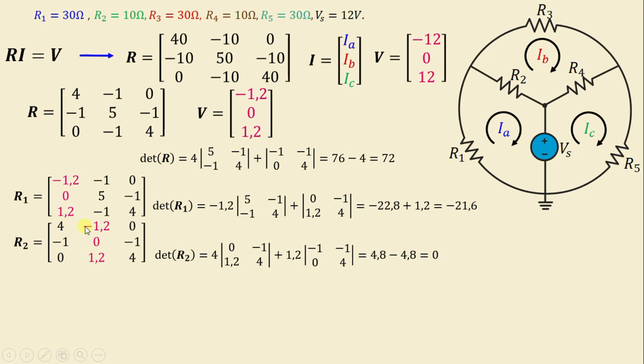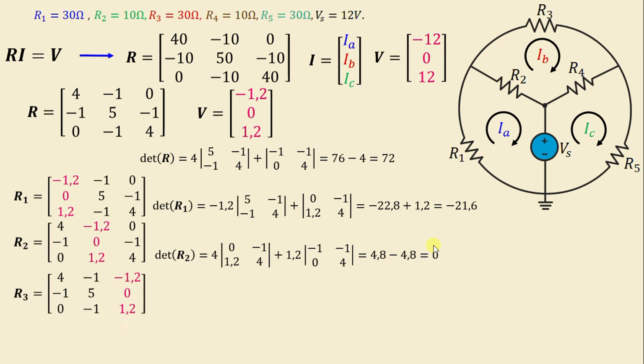the first row and the second column. We have negative 1, negative 1, 0, and 4. That means the determinant of R2 is equal to 0 multiplying by 4 minus 1.2 multiplying by negative 1 multiplying by 4, that's 4.8, and we have negative 1 multiplying by 4 minus 0 multiplying by negative 1 multiplying by 1.2 is equal to negative 4.8. That means the determinant of R2 is equal to 0.